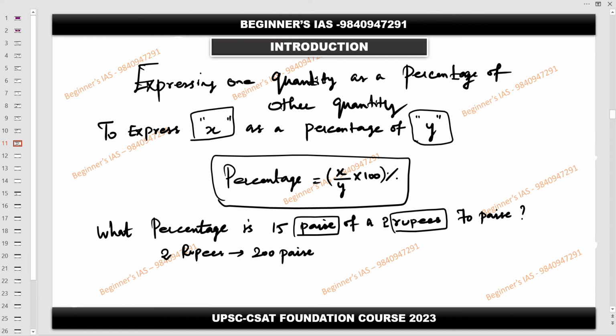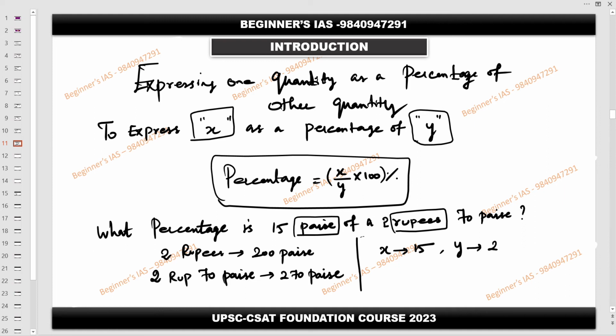Then again, now 2 rupees 70 paise, which means 270 paise. First of all, conversion is very important. After conversion, you move on with the question. So what percentage of X with respect to Y? Now you converted 2 rupees 70 paise. So what is the X here? 15. What is the Y here? 270.